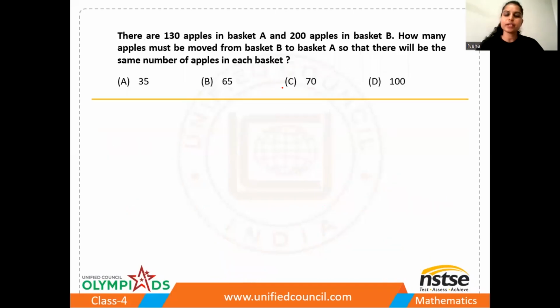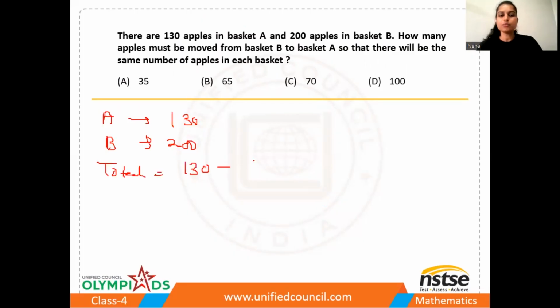Now the next question. Okay, so here is the next question, my dear students. The next question says that there are 130 apples in basket A and 200 apples in basket B. So how many apples must be moved from basket B to basket A so that there will be the same number of apples in each basket? All right. So first, basket A has 130 apples. Basket B has 200 apples. So in total we have 130 plus 200. That means 330 apples.